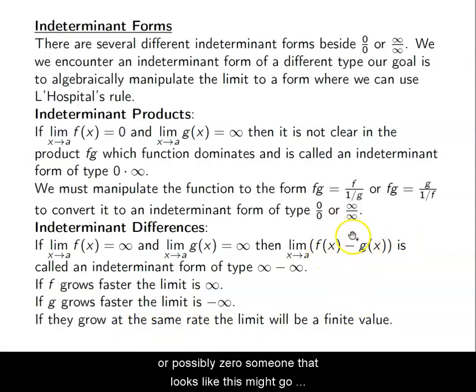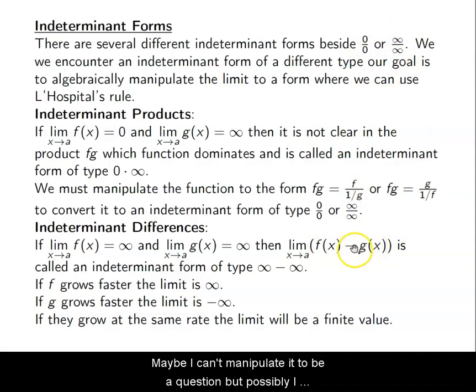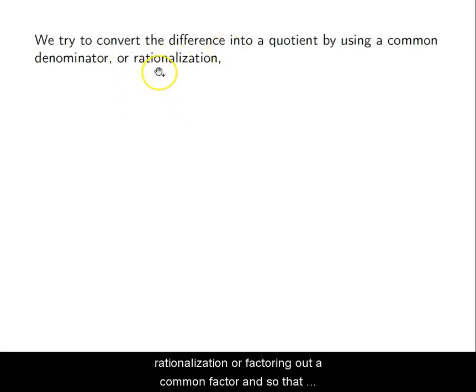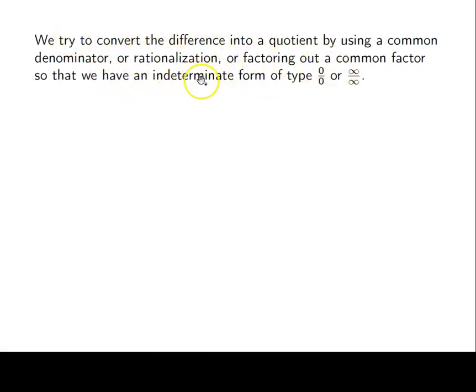So when it looks like this, my goal again is to try to manipulate it into a form so that it is a quotient of functions. Maybe I can't manipulate it to be a quotient, but possibly I can manipulate it by adding or subtracting them together. Maybe these two functions will simplify when they're being subtracted together. So again, we try to convert it into a quotient by using a common denominator, or by rationalization, or factoring out a common factor so that we have an indeterminate form. So that's one of the three approaches that we have when we have a difference.